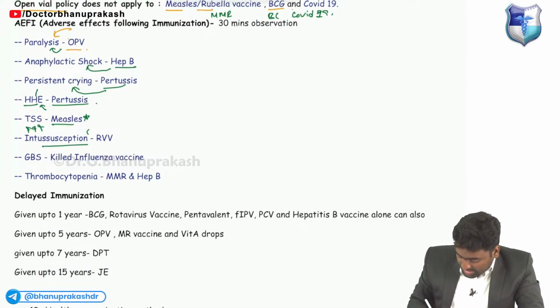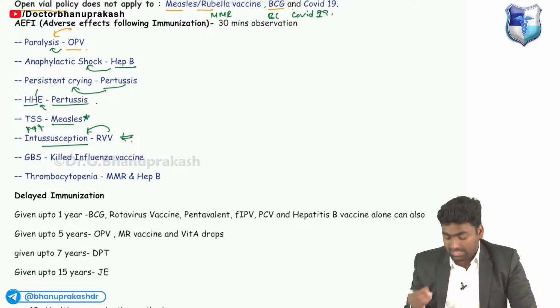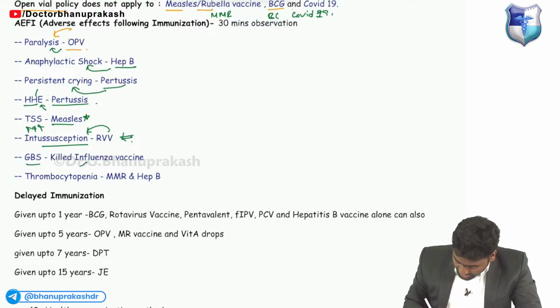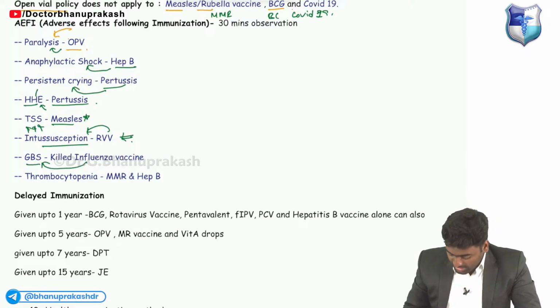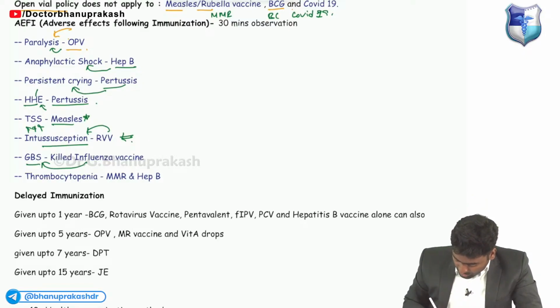And the rotaviral vaccine will cause what? The rotaviral vaccine will cause intussusception as a complication. Whereas the influenza vaccine will cause Guillain-Barré syndrome as a complication or side effect. Then thrombocytopenia is caused by MMR and hepatitis B.